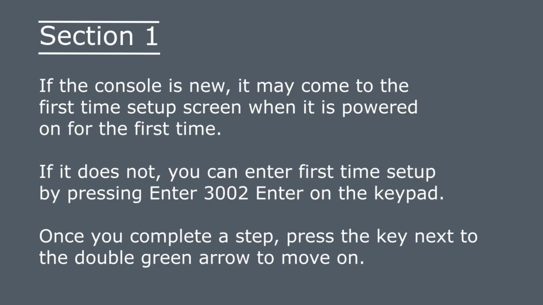First time setup. If the console is new, it may come to the first time setup screen when it is powered on for the first time. If it does not, you can enter first time setup by pressing Enter, 3002, Enter, on the keypad. Once you complete a step, press the key next to the double green arrow to move on.